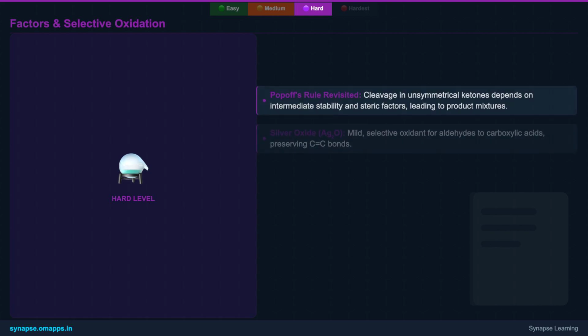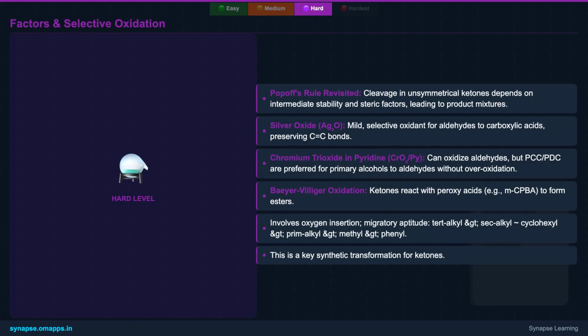When it comes to ketone oxidation under harsh conditions, Popoff's rule is a good starting point, but remember it's a guideline. The actual cleavage site and product distribution are influenced by the stability of intermediates. For unsymmetrical ketones, you'll almost always get a mix.